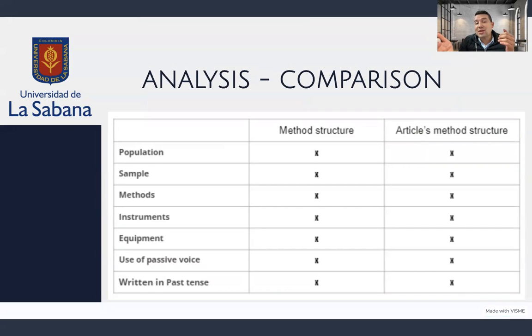The article's method accomplishes all these criteria, and they are stated in the article. Probably we are not going to find them easily in a specific category, but through the reading, we can analyze and identify these items in the article selected.